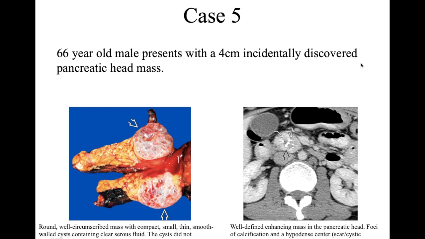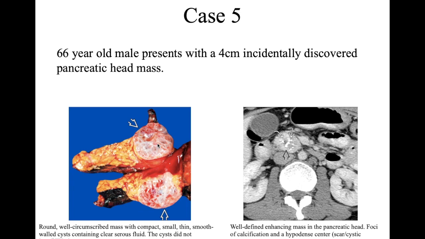This is a 66-year-old male, presents with a 4-centimeter incidentally discovered pancreatic head mass. So the surgeon resects this lesion for us. We receive it in the gross room, and we are looking at it, and we're like, okay, here's normal pancreas, and here is our lesion right here. It's very well circumscribed. You can see this tiny, thin little capsule with complex, thin, smooth-walled cysts everywhere. And the cysts, it looks like they don't really communicate with the pancreatic duct so much.